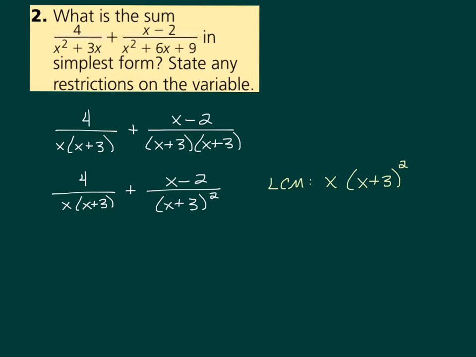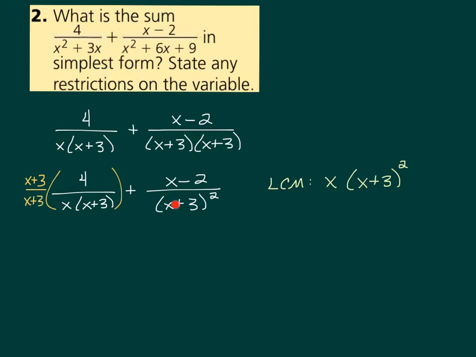Which means that's what we want our common denominator to be. My common denominator is going to be this. What do I multiply here to get x times (x plus 3) squared? I need to multiply it by (x plus 3) over (x plus 3).